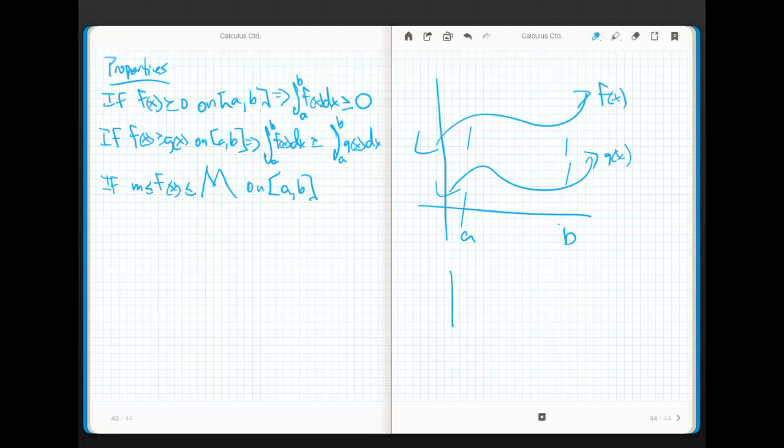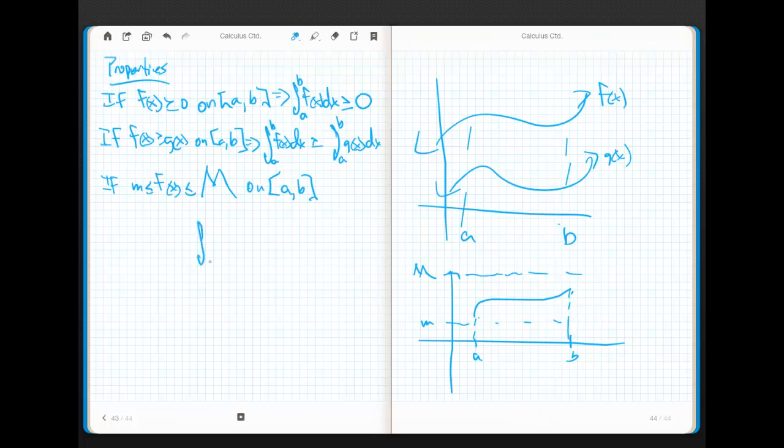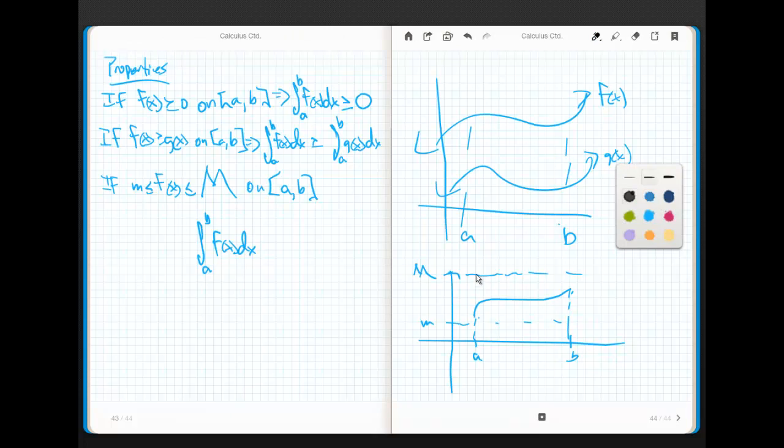Let's draw it over here. It'll be easier. All right, so here's little m, and here's big M. All right, and f of x lives between them from a to b. So let's make this a, and let's make this b. All right, then what has to be true of the integral, right? Because really, the integral is going to represent that area right there. Well, the integral from a to b of f of x dx is going to be less than the box created by M times b minus a, right?